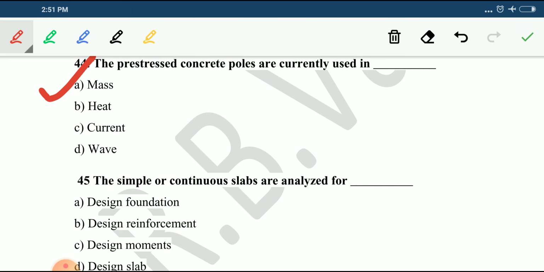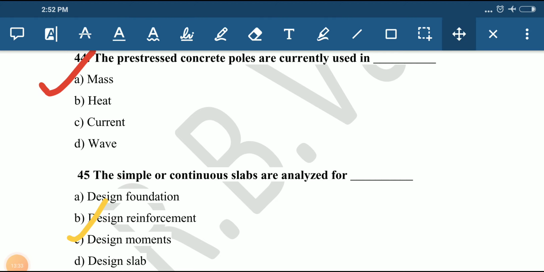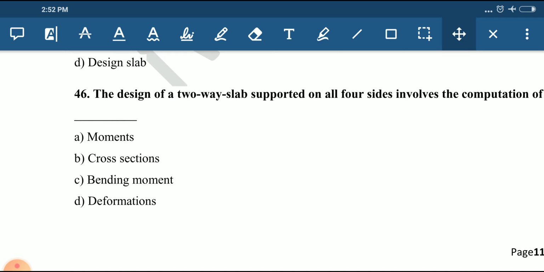It is mass. Next, the simple or continuous slabs are analyzed for the design foundation, design reinforcement, design movements, or design slab. The answer for this one will be that the simple or continuous slabs are analyzed for design movements. Option C is the correct answer for this one. Okay, move to the next question.